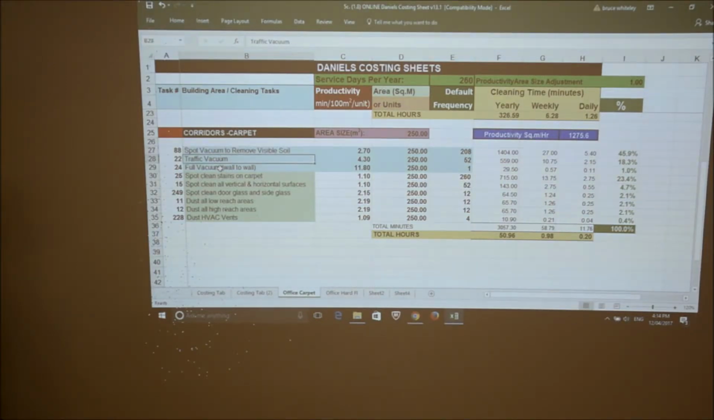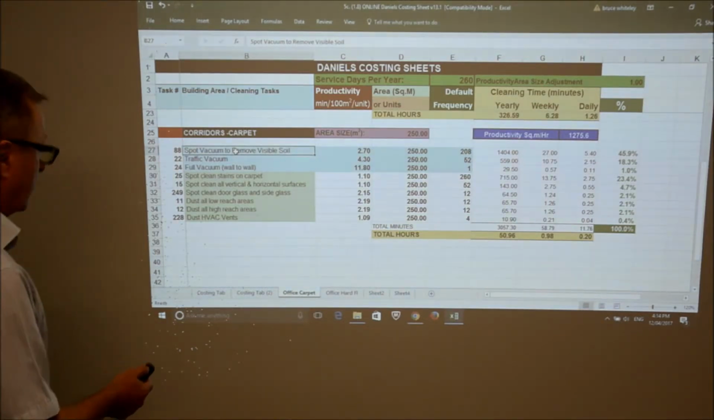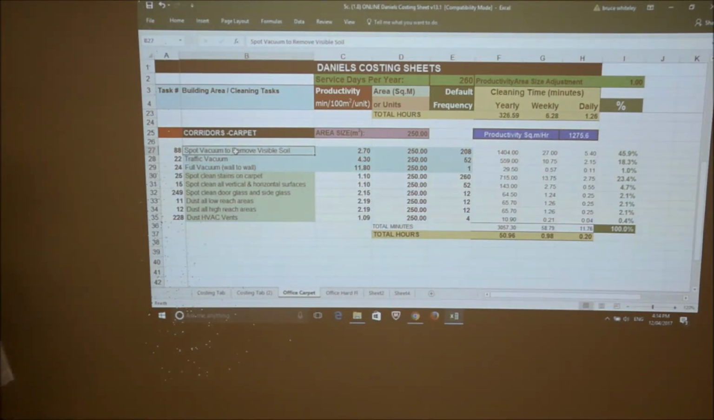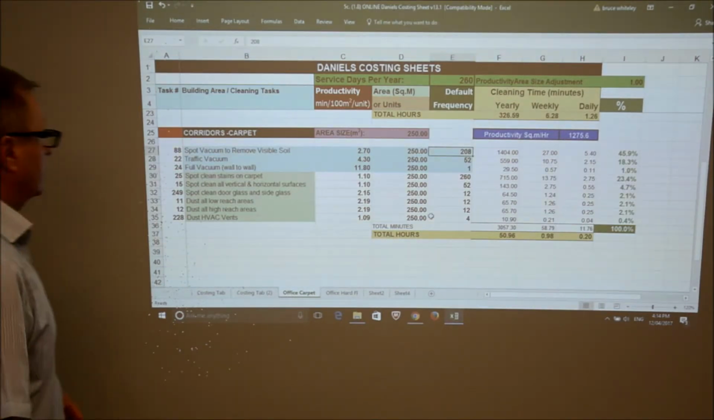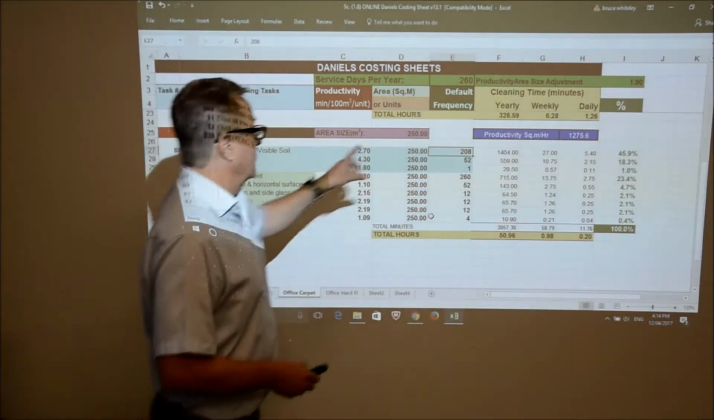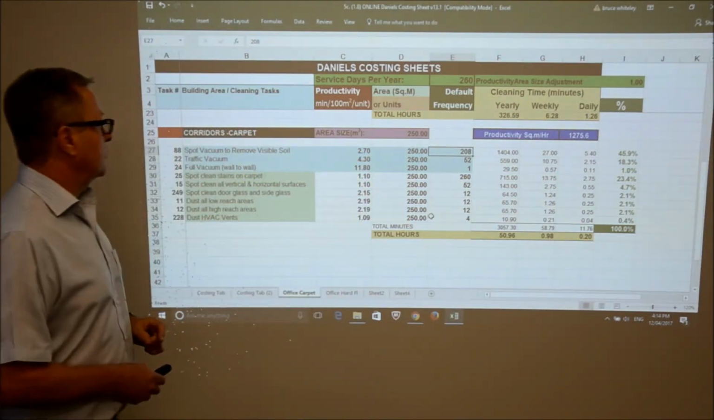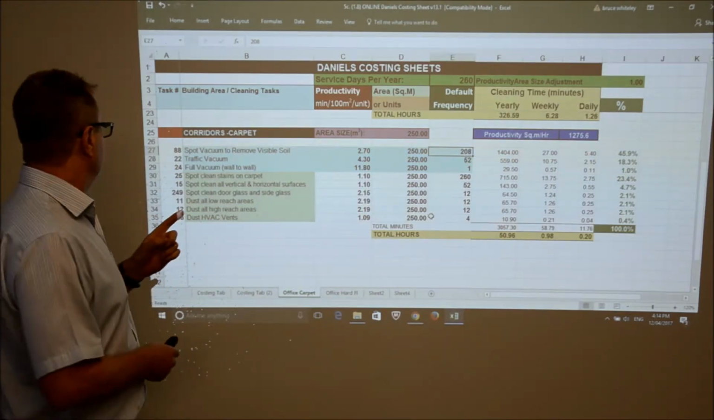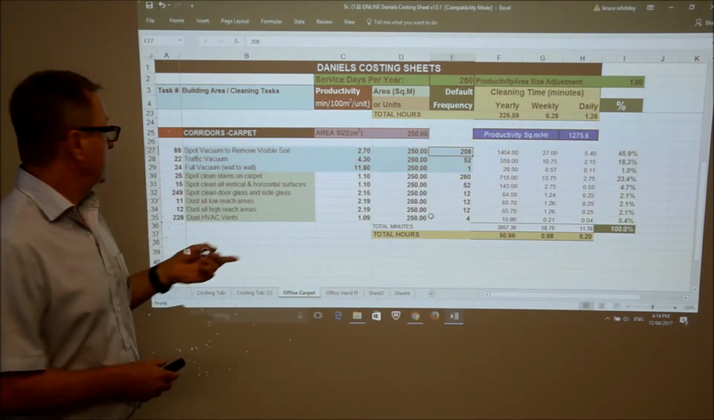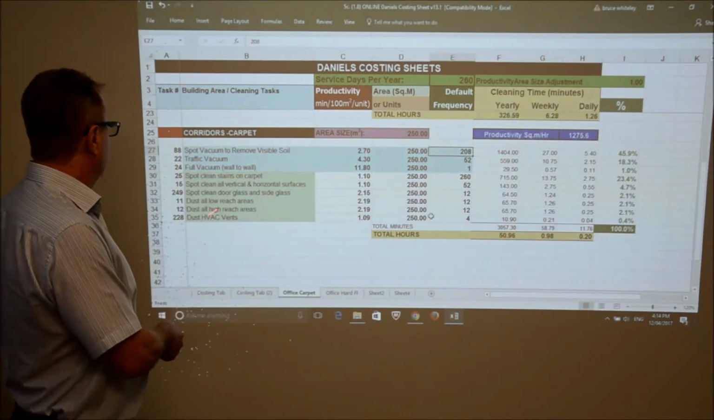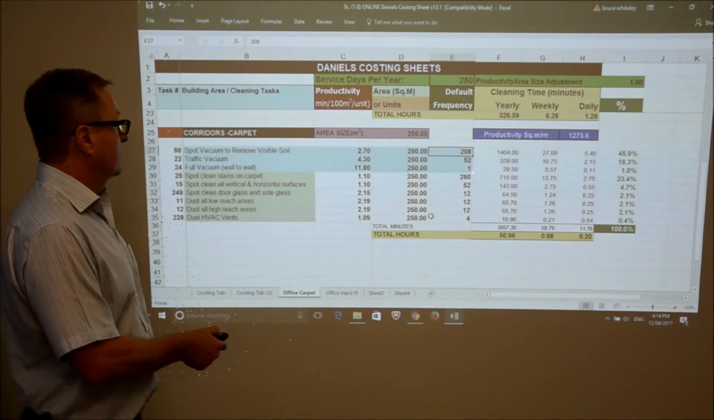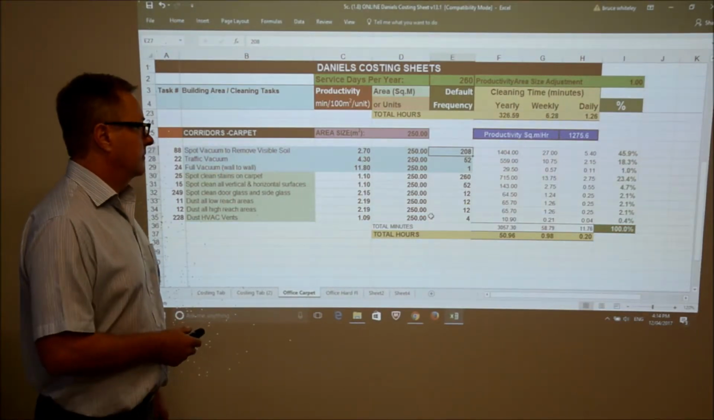And again, highlighted in blue, we've got the vacuuming tasks. In the corridors, we're going to spot vacuum the corridors 208, which is 4 days a week. We're going to traffic vacuum the corridors 52, or 1 day a week. And we're going to full vacuum the corridors once a year.